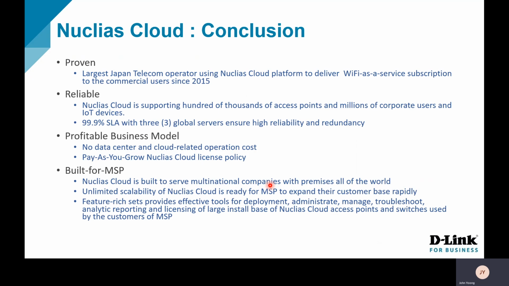So for Nuclias Cloud conclusions: proven, we have the success case in Japan, NTT. Reliability, because Nuclias Cloud can support unlimited devices, and we also have a 99.9% SLA. In case anything happens, we also have the fallback to the America, Japan, and Germany servers. Next, of course, MSPs and customers don't need to handle the data center or the cloud costs. Everything will be handled by D-Link and AWS, so you can pay as you grow. We have 1 year, 3 year, and 5 year licenses.